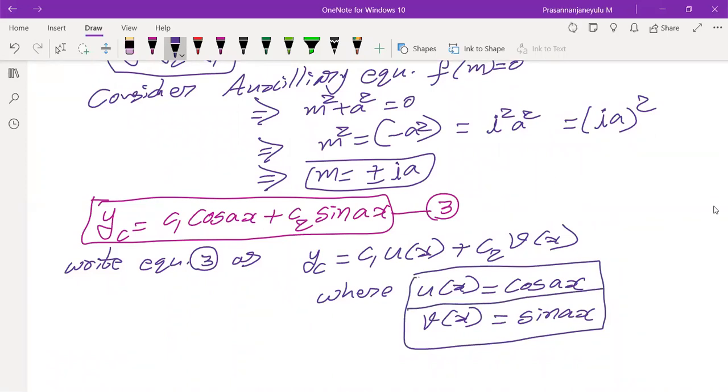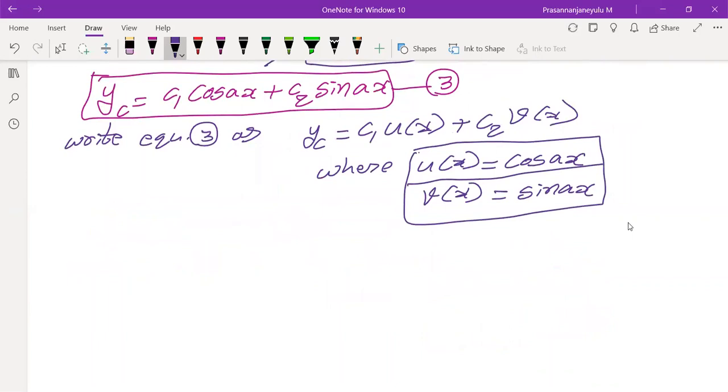Now, what we discussed in the procedure: when we get yc, immediately we have to consider yp, like yp equals capital A into u of x plus capital B into v of x form. But here, instead of considering it like that, immediately after we get u and v, because we are already familiar with the method and also did one problem, we first find the Wronskian immediately.